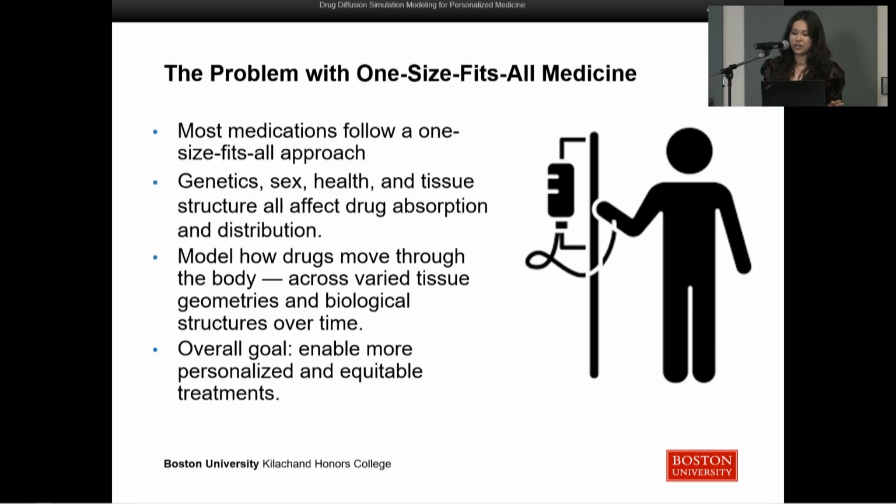Without further ado, I'll now walk you through how I built and tested this simulation model using MATLAB, which is a tool widely used in scientific computing and biomedical modeling. Now let's start with the big picture.